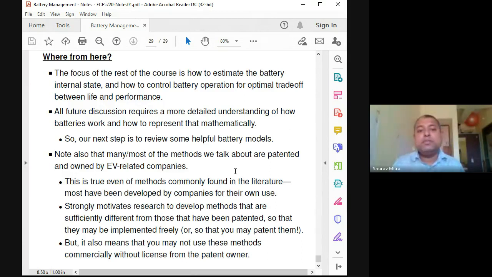The focus of the rest of the course is how to estimate the battery internal state, and how to control the battery operation for an optimal trade-off between life and performance. Too much extraction of energy, pressing the battery with too much extractable current, actually reduces the battery life. So how much to press so that the battery life does not get damaged and the battery gives maximum efficiency? That is actually the main question.